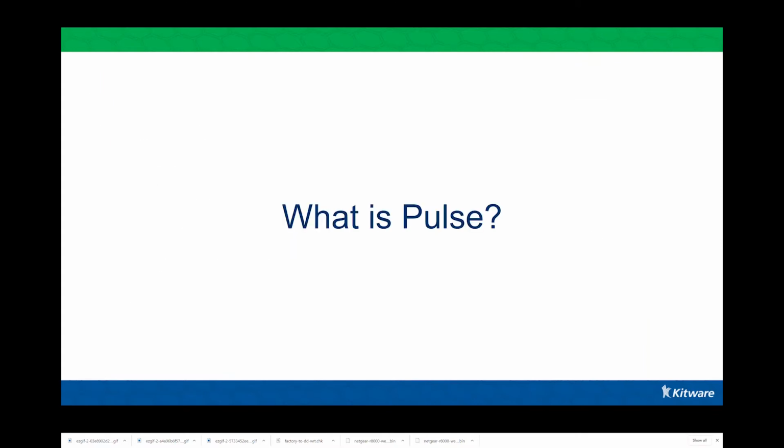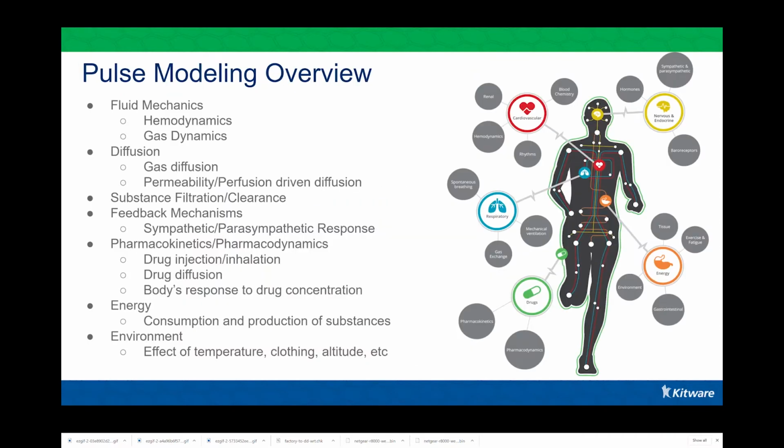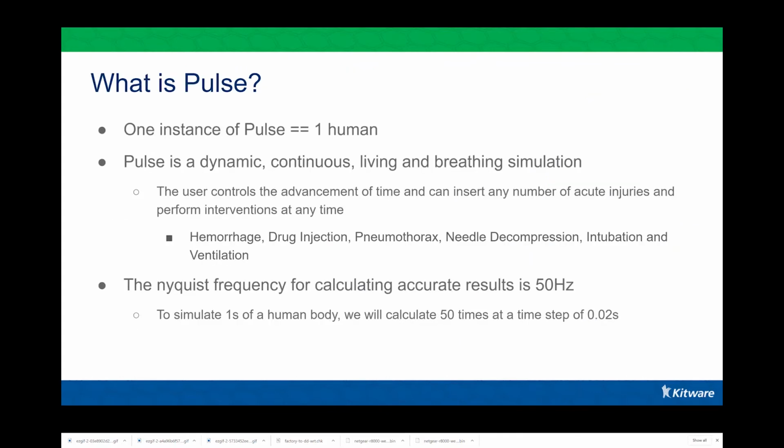So let's start with talking about what Pulse is. It's basically a physiology library, which is the mechanical, physical, biochemical functions of a living system. Pulse operates from the tissue level up to a single organism. So backing Pulse is a pretty complex mathematical library implemented in C++ that calculates a lot of the fluid mechanics, diffusion, feedback mechanisms. It's a pretty complex model backing it. For our purposes, let's just think of Pulse as a black box.